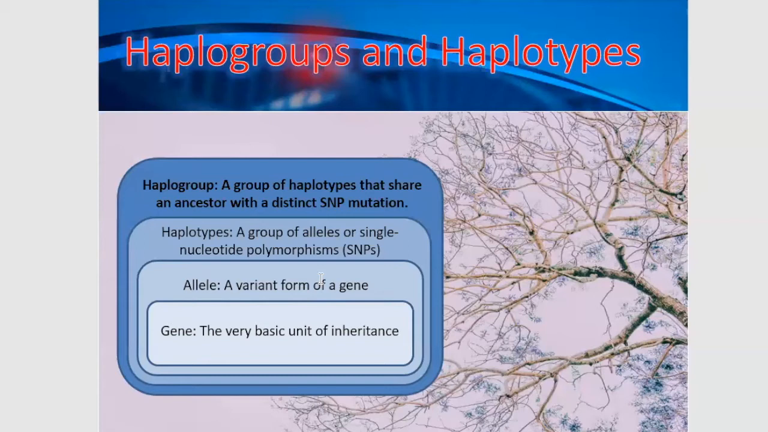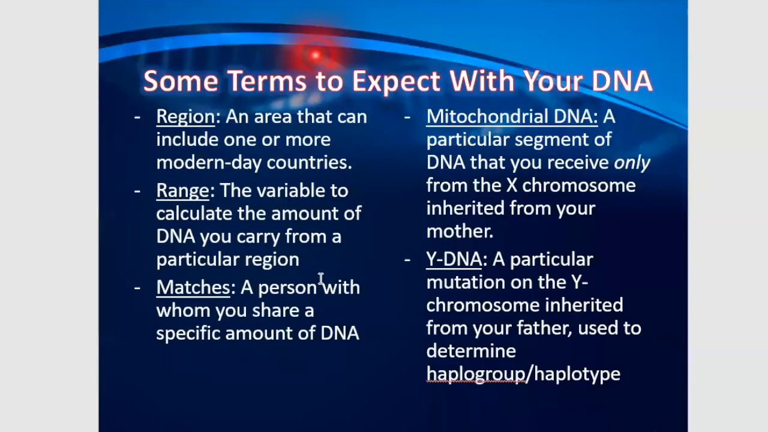Another fun fact, there are 20 or so main Y haplogroups. There are about 4,000 mitochondrial haplogroups. So why are we talking about this? This is going to move us into some terms to expect with your DNA. And then we're going to talk about the different kinds of tests. And those tests, that's why these things are important. The way that those tests test for whatever it is you're looking for in your DNA, whether it's regions, your haplogroup, whatever, will determine the results that you're going to get.